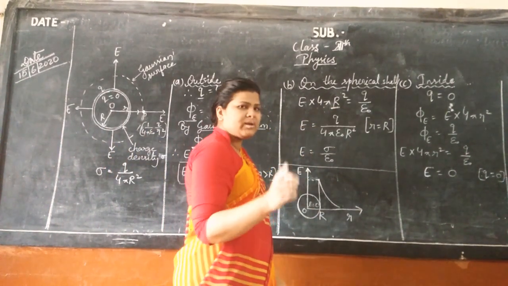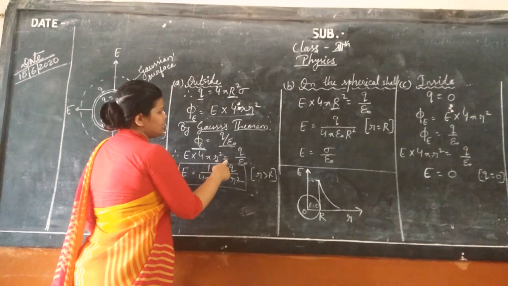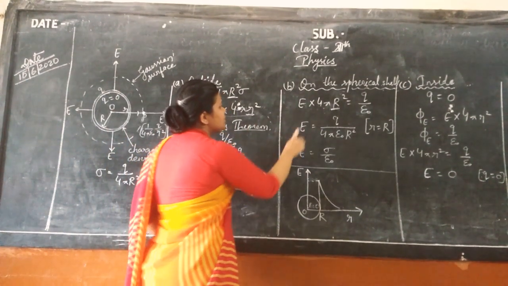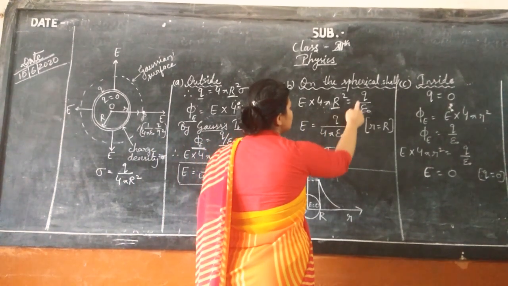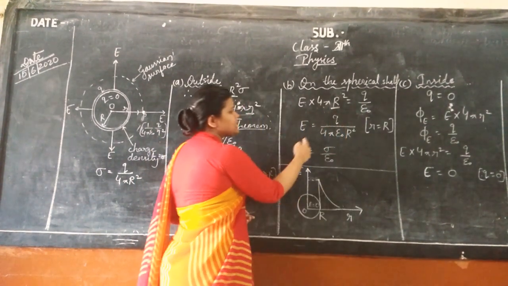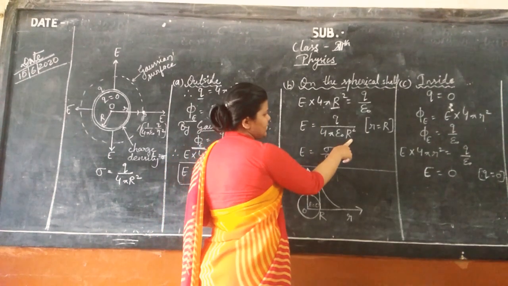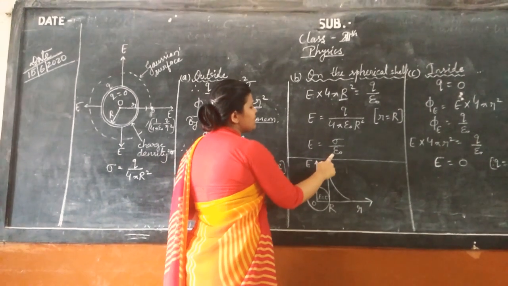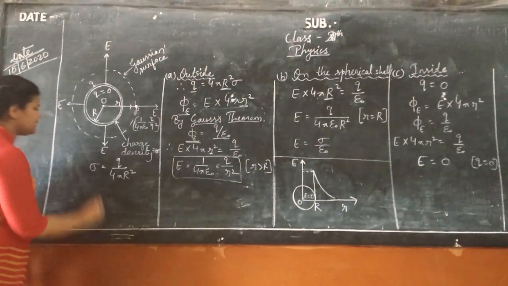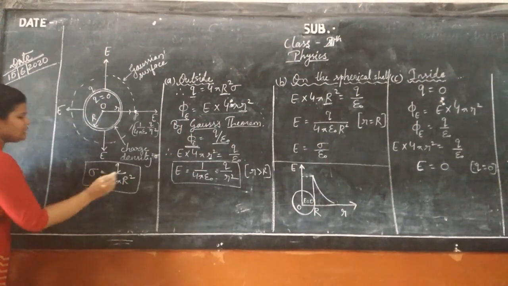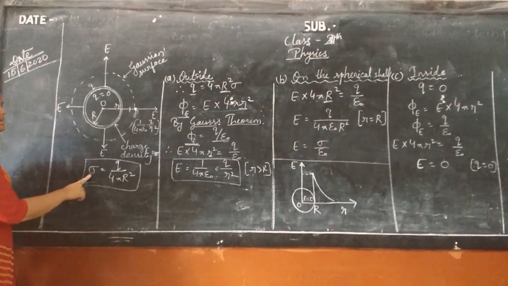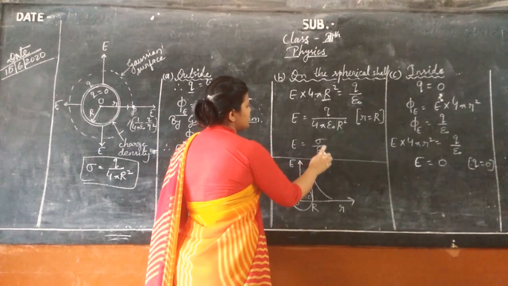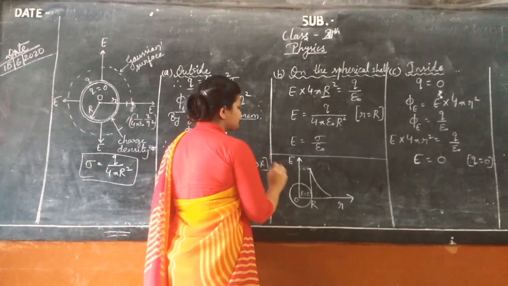Directly we are writing here this one. When you are making notes, you again have to write the whole process. But be very careful about capital R and small r. So E into 4 pi r square equals to Q upon epsilon naught, or E equals to Q upon 4 pi epsilon naught r square. Or we can write E equals to sigma upon epsilon naught, because here I have already told you Q upon 4 pi r square equals to sigma. So here we can write sigma upon epsilon naught.